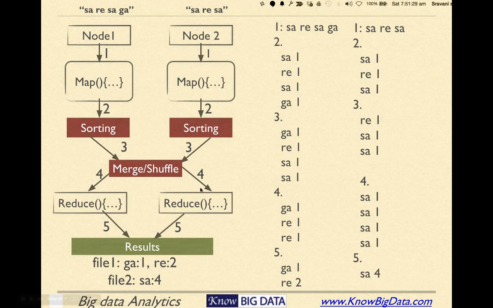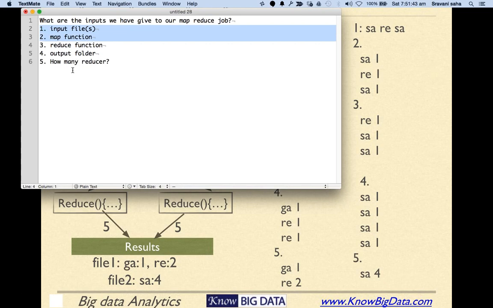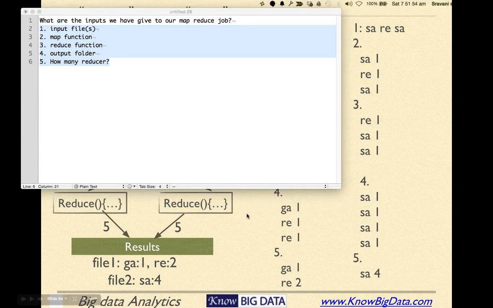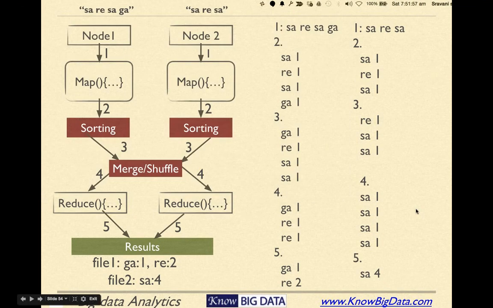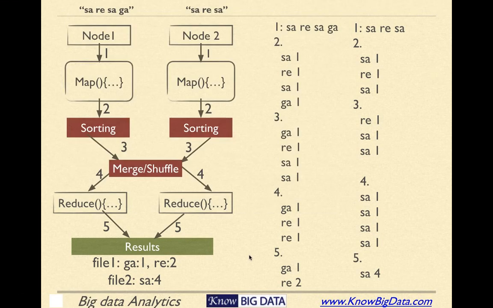So I'm trying to answer Matthew's question as well. How many reducers do you want? We can specify that while launching our job. So these are the five inputs we are giving to Hadoop as of now: input file, map function, reduce function, an output folder, and how many reducers. These are the five things we are feeding to our Hadoop. All right? Great. So any questions till now?